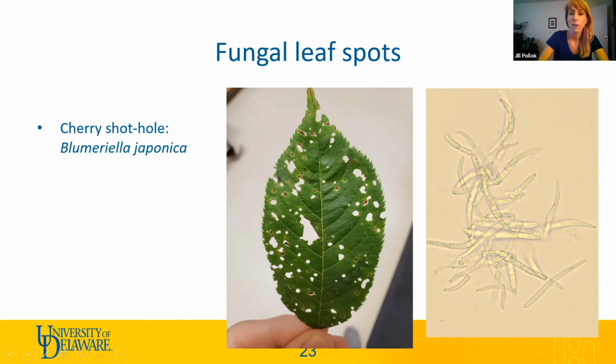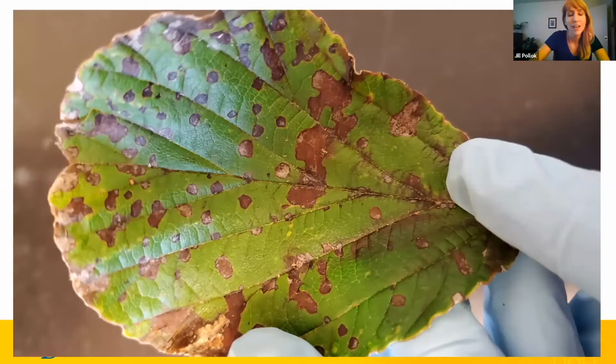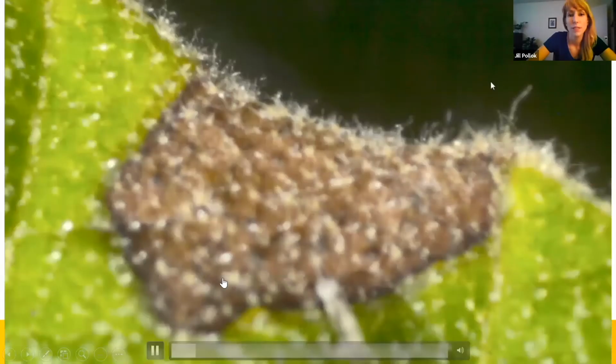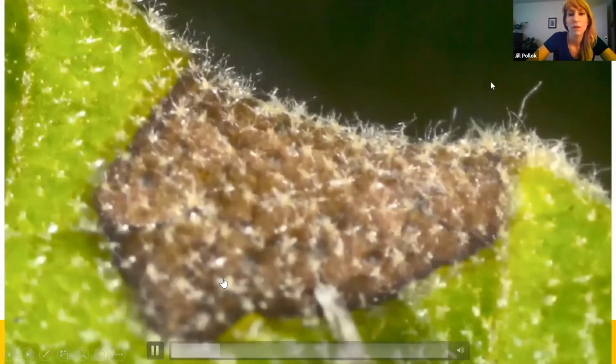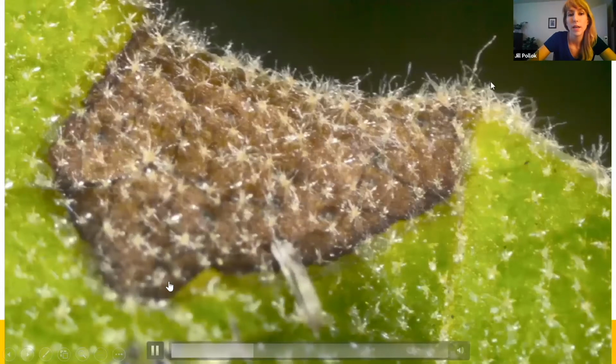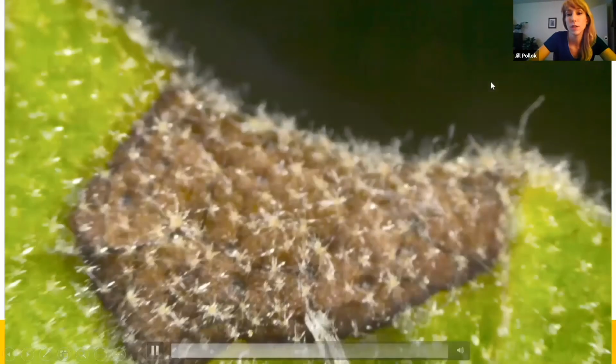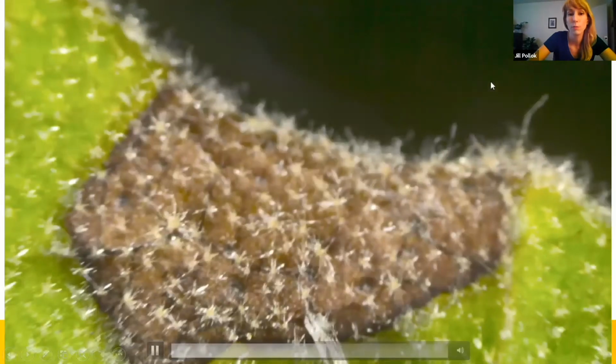This is a witch hazel sample with fungal leaf spots. This isn't the greatest video, but I tried to film what I do under the dissecting microscope looking for fruiting bodies. A fruiting body is basically the structure of a fungus that holds all the spores. And if a fungus is a plant, the spores are the seeds. That's what's going to disperse in water droplets and wind.